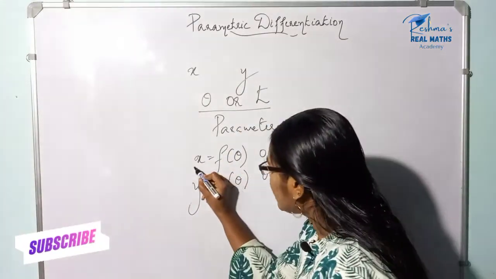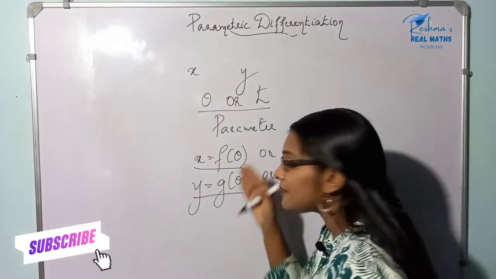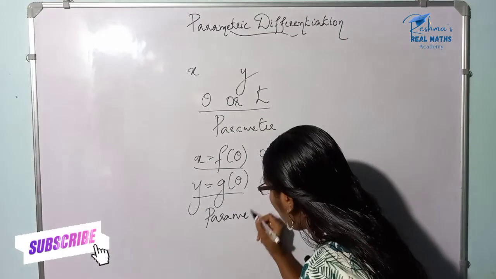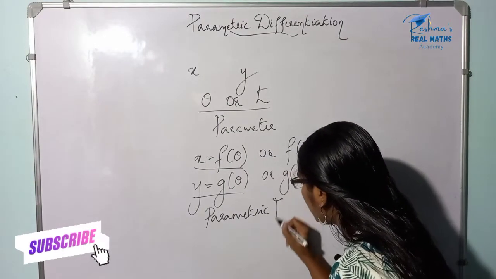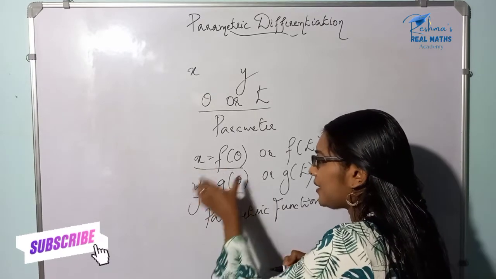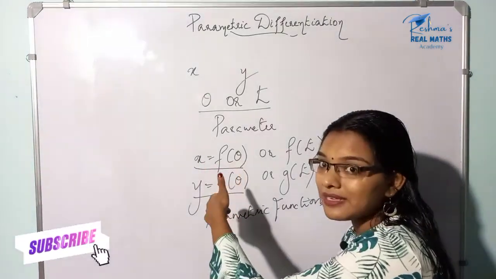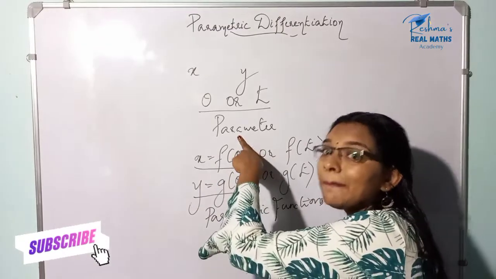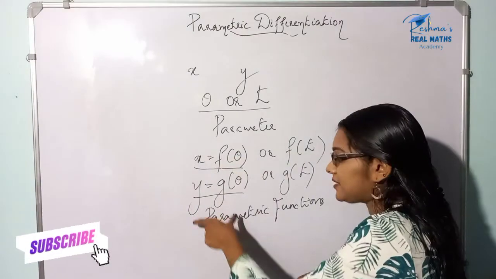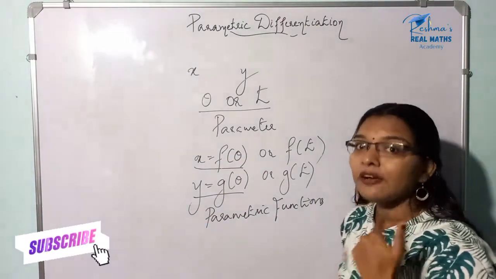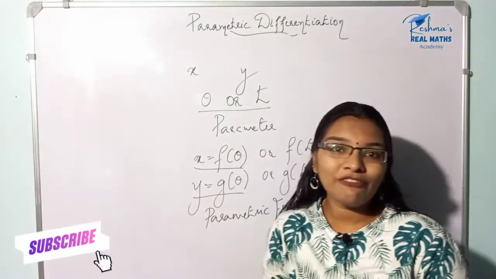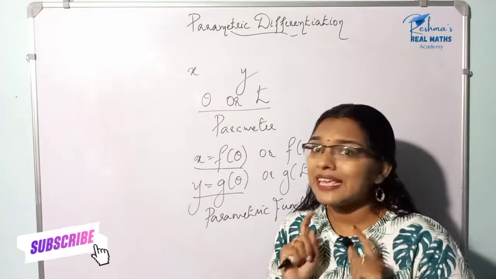Before that, this type of functions which depend on a parameter are known as parametric functions. That is, x and y depend on another third variable, isn't it? And that third variable is known as the parameter. So the functions which depend on this parameter are known as parametric functions. So now we need to know how we'll find the differential in case of parametric functions. Okay, there is an easy formula.